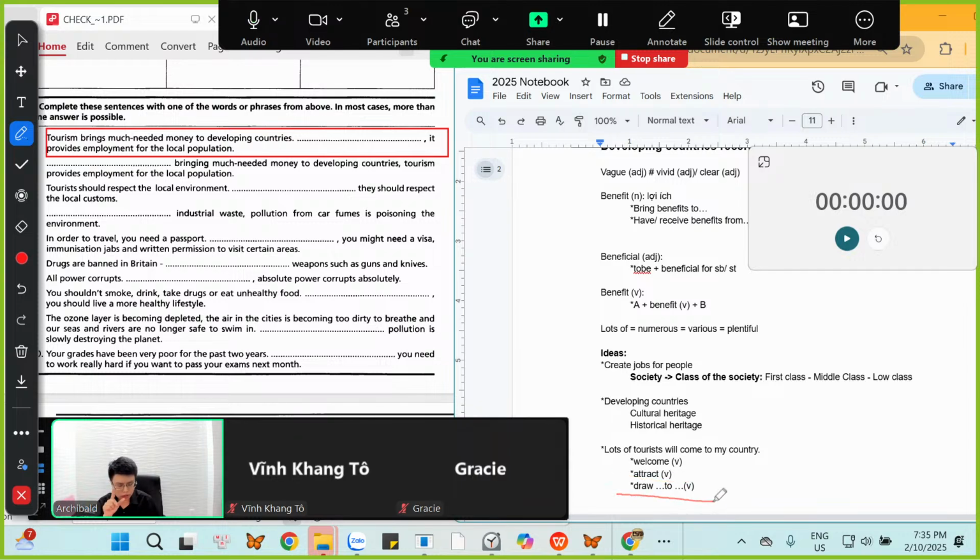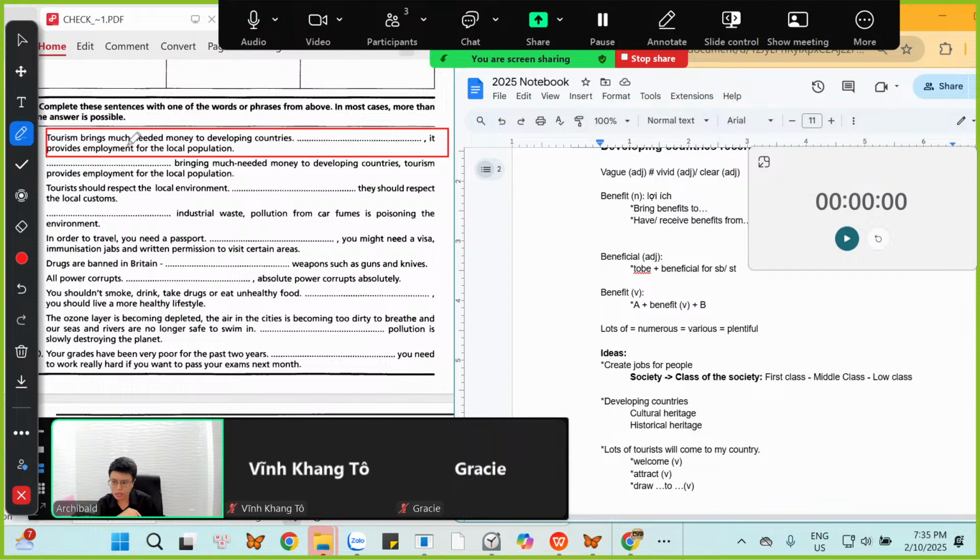Draw somebody to something là thu hút cái ánh nhìn của ai vào cái gì đấy, hoặc thu hút cái sự chú ý của ai vào cái gì đấy. Thì draw, drew, drawn. 3 cột đọc cho chuẩn nha, còn không biết đọc cái cột thứ 2, cột thứ 3 thì dò Cambridge Dictionary ha. Đó. Rồi như vậy thay vì mình dùng nói thẳng thì mình có thể nói một cách gián tiếp bằng cách dùng cấu trúc bị động.